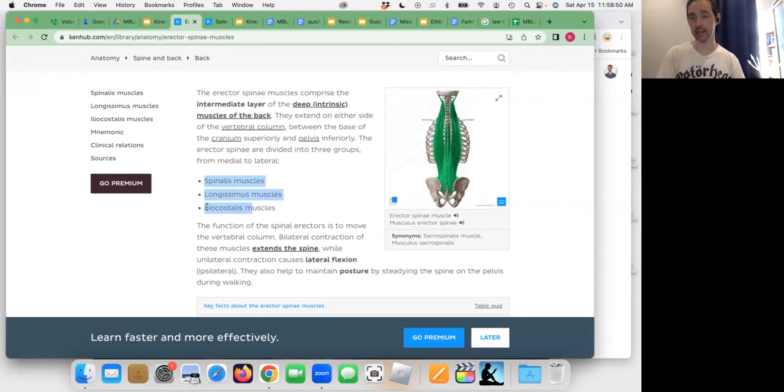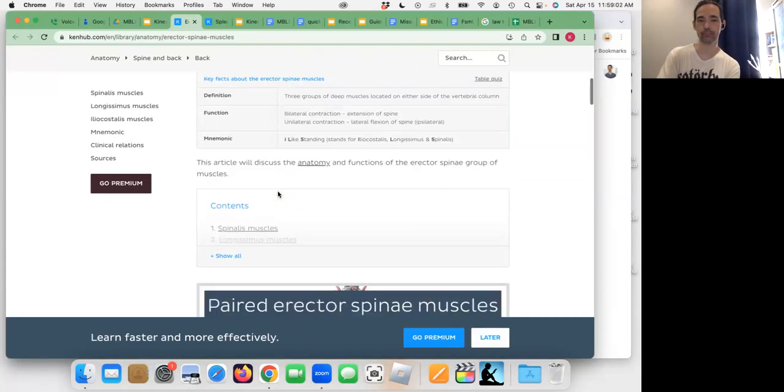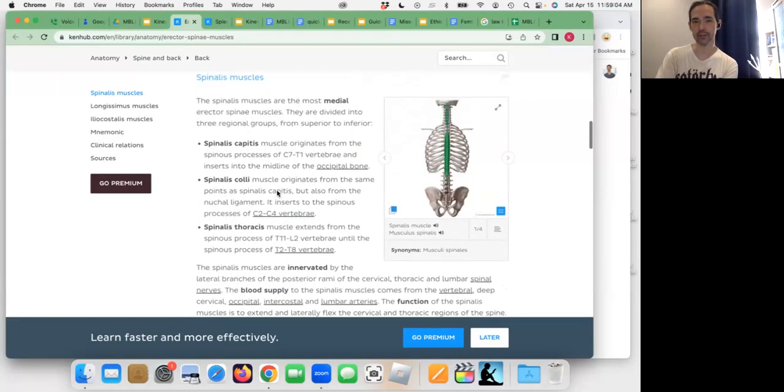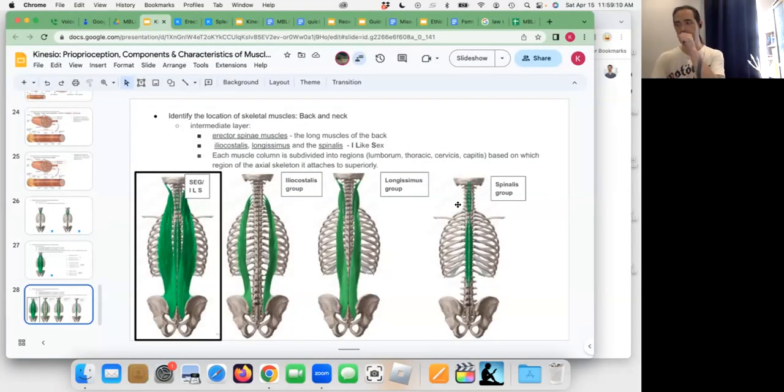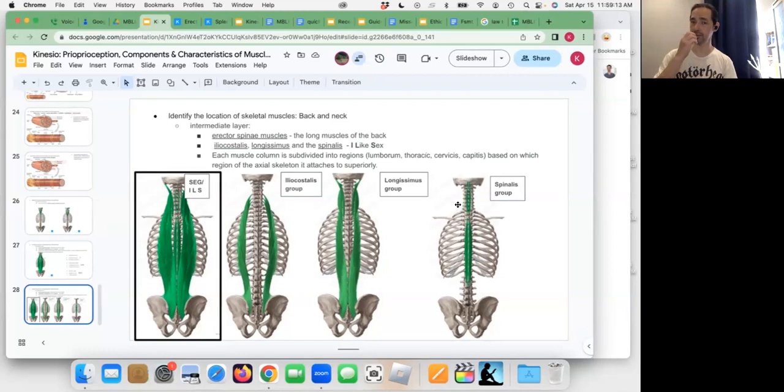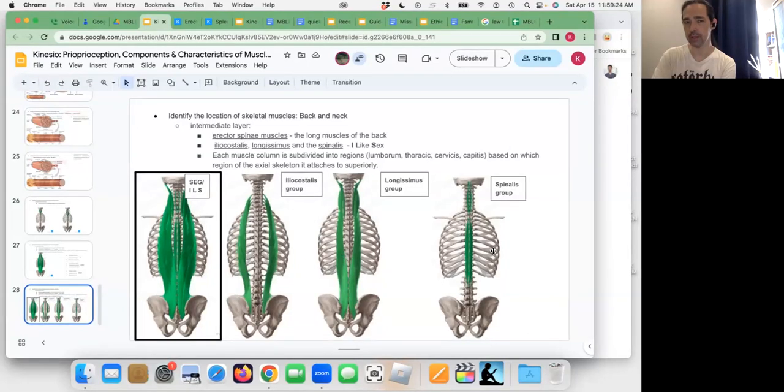If you can remember ILS, I like sex. Most of us find that funny enough to remember it. Otherwise, you'll never remember iliocostalis or longissimus or spinalis. And if we break each one of these down, we see their specific function. So we have the spinalis muscles. I'm going to go back to the presentation now. So you have the spinalis group, the longissimus group, and the iliocostalis group. Even though they look a little bit different, and some of their functions are slightly different, the purpose of each of these groups is to extend the spine.